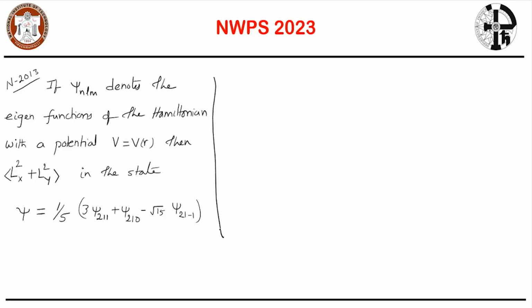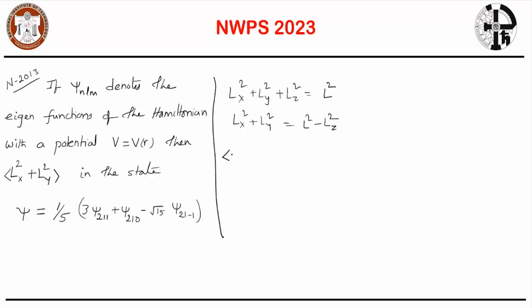How do you do it? L square. There's a neat trick here. Whenever you have x square plus y square, you can write Lx square plus Ly square plus Lz square. You know that this is equal to L square. And because of that, Lx square plus Ly square is equal to L square minus Lz square. And once you have it, you can figure out what this value is.